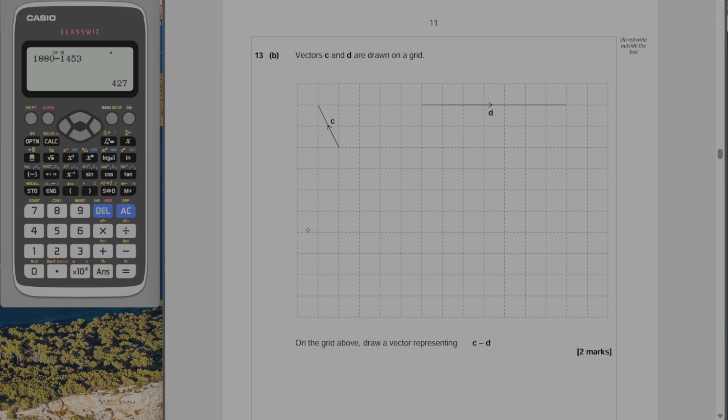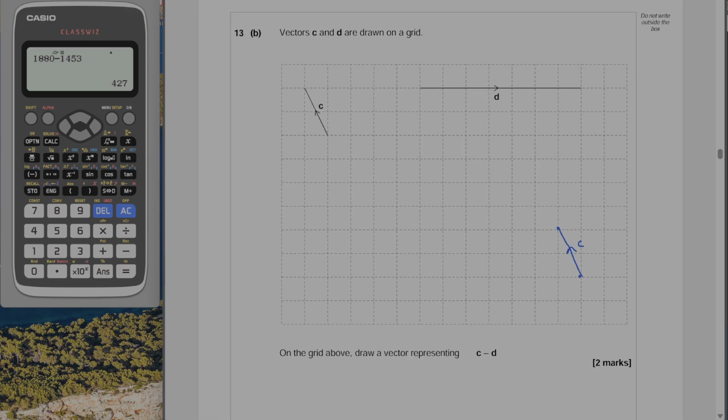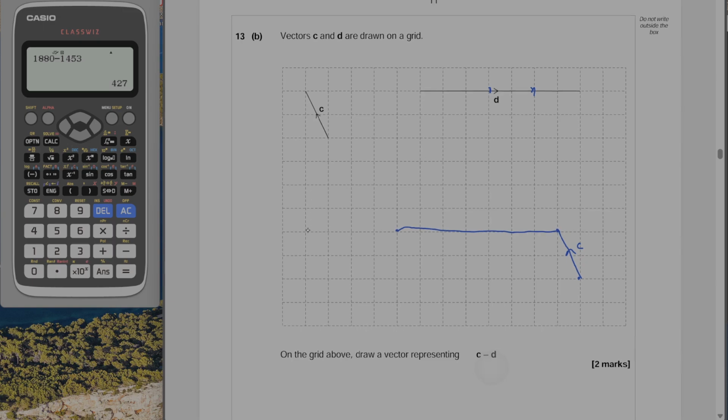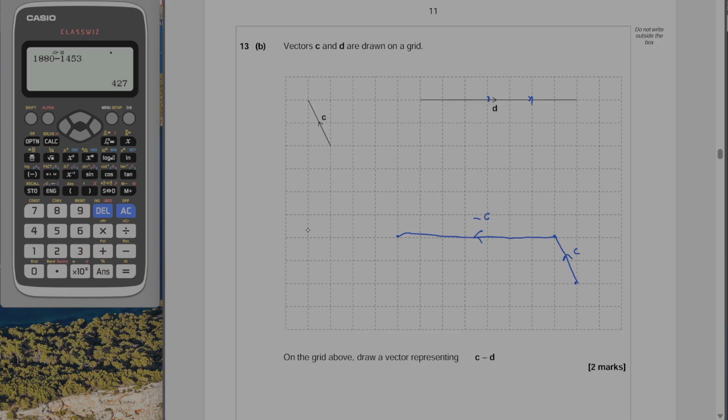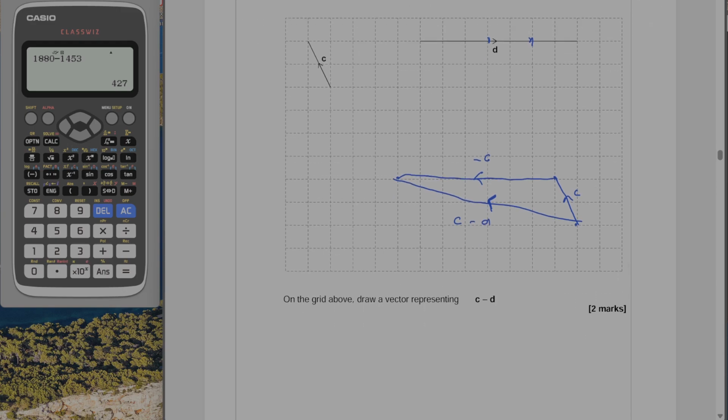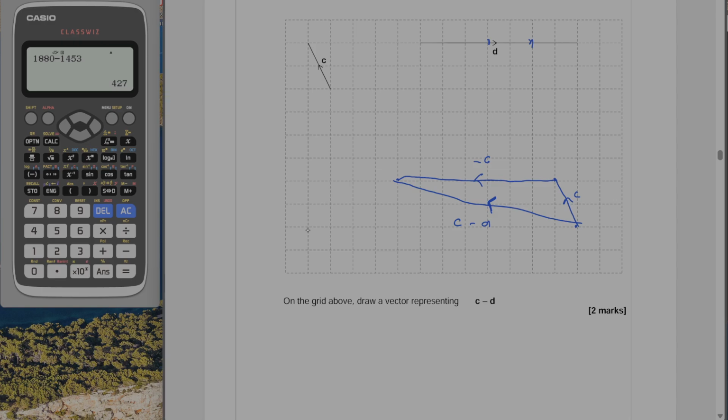I misjudged the arrow. So that would be vector c, and then followed by d, which is 2, 4, 6, 7. So that's going to be c minus d. On the grid above, draw a vector representing c minus d. So that would be my c minus d.